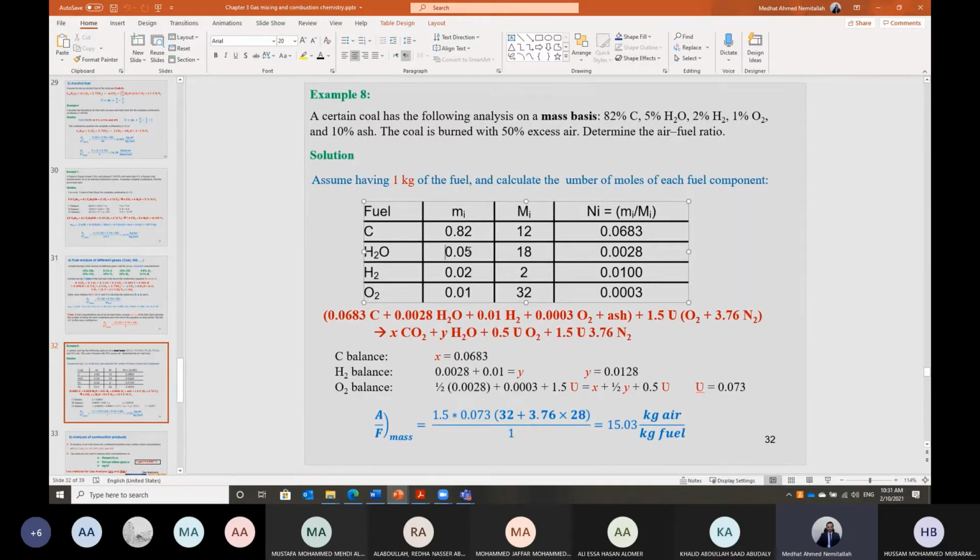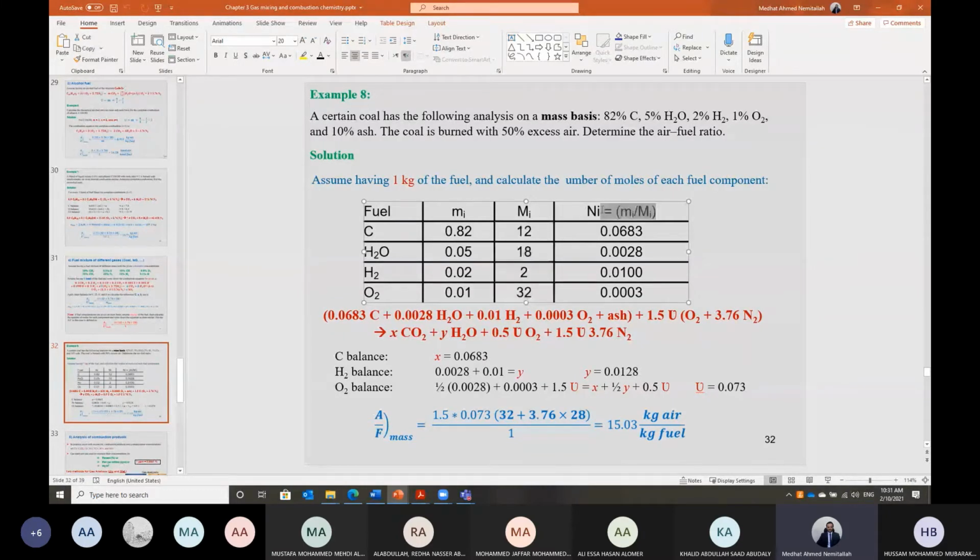So 0.05 mass of H2O plus 0.02 from H2 plus 0.01 from the O2. This should actually be the mass for each element. Then we have the molecular weight of carbon, which is 12, H2O is 18, H2 is 2, O2 is 32. So we just list them.